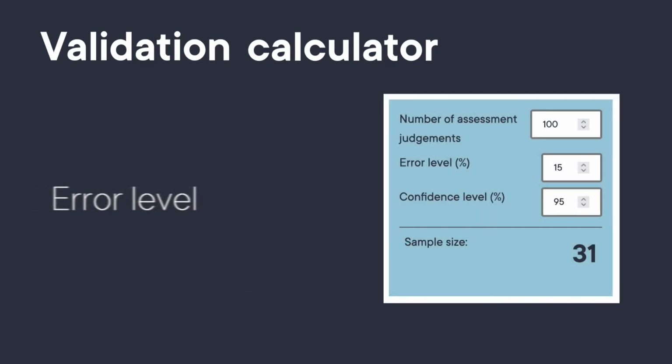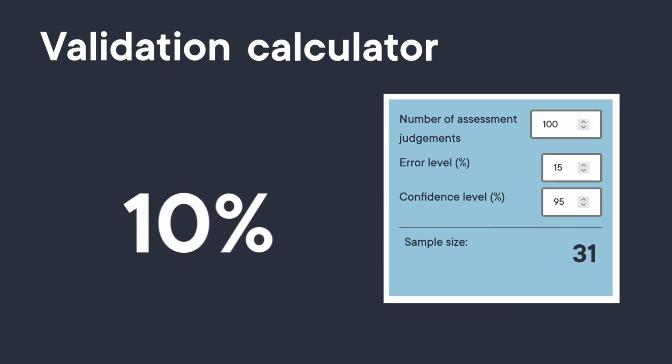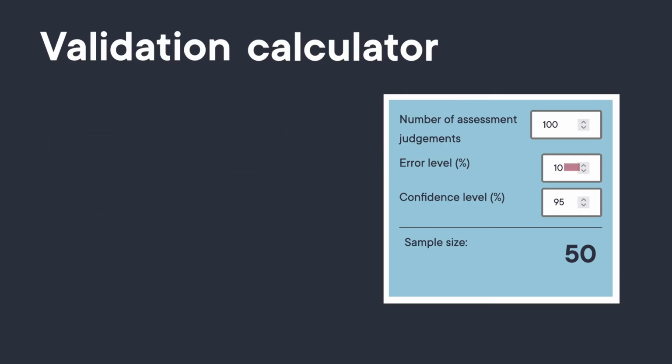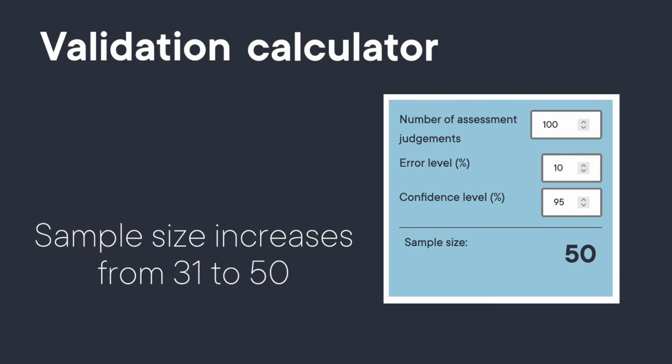The second input field is the error level. The recommended default for this is 15%. If there is an unexpectedly high level of competent or not competent results, decrease the error risk to 10%. This will recommend a larger and more inclusive sample size. If we select 10%, the sample size increases from 31 to 50.